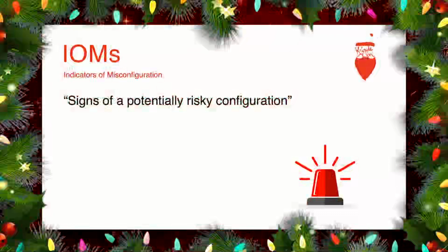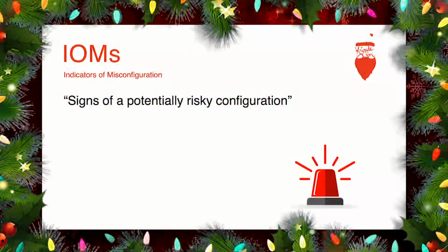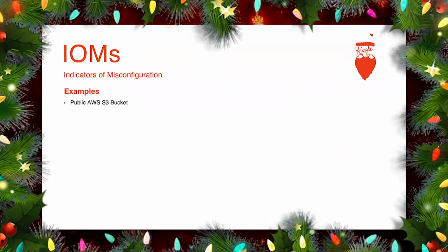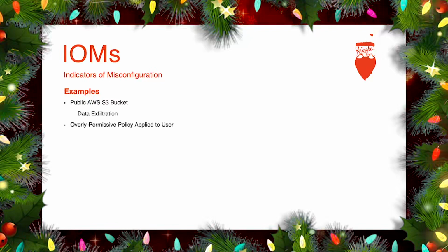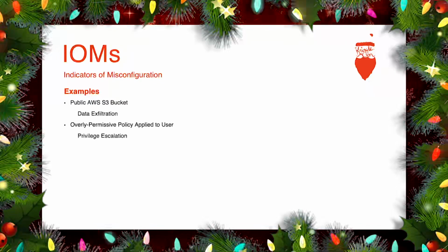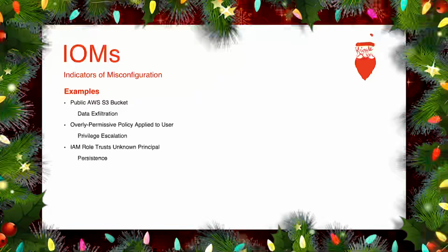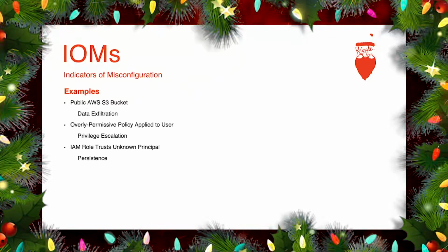First, we're going to talk about IOMs, or indicators of misconfiguration. They're signs of a potentially risky configuration in an environment, essentially. They help prevent bad guys. Some examples of indicators of misconfiguration are a public AWS S3 bucket, that could be data exfiltration; an overly permissive policy applied to a user, that could be privilege escalation; an IAM role that trusts an unknown principal, that could be some actor establishing persistence. A lot of different things that this could be.